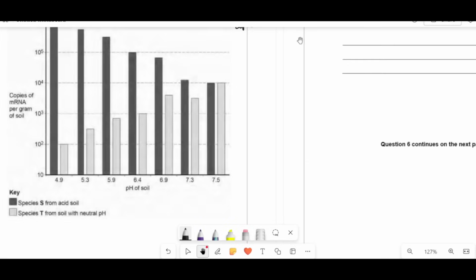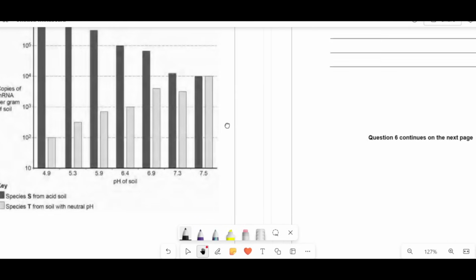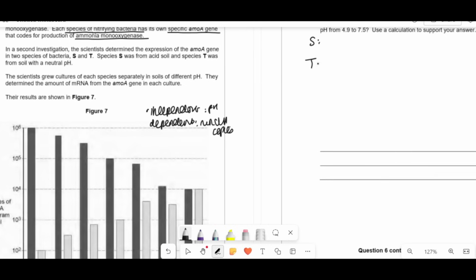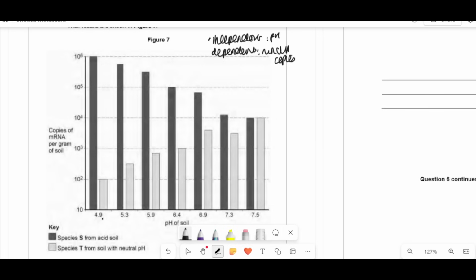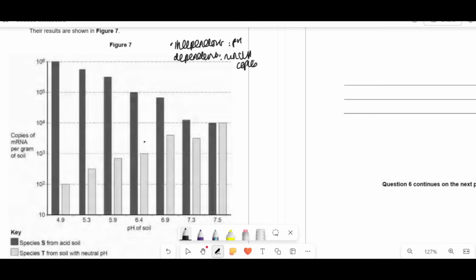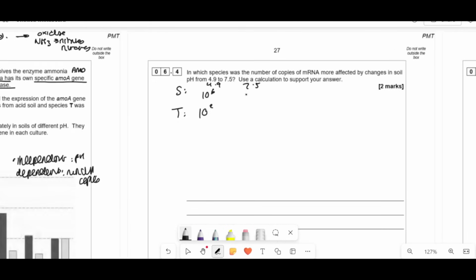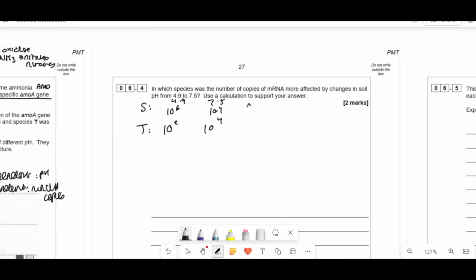So what that means is if we compare 4.9 to 7.5, we're looking at the difference between them. So for S and T, work out the 4.9 copies and then the 7.5 copies. If you look at S here, it's 10 to the 6, right? And then if we look at T, it was 10 to the power of 2, right? Whereas at the 7.5, they were both 10 to the 4, okay? So then what we do is we work out the difference.